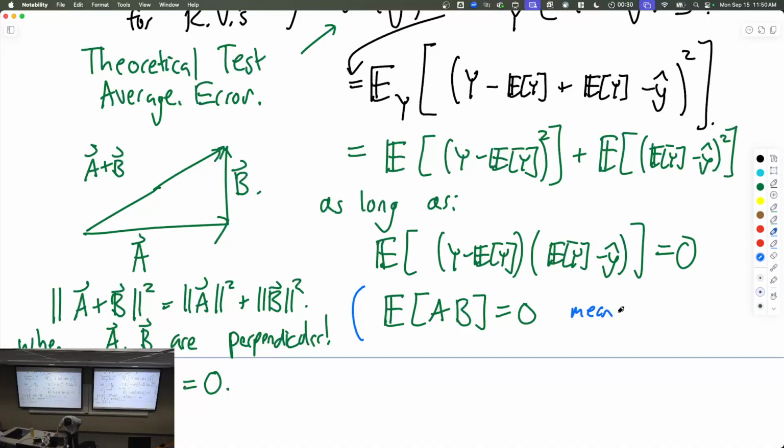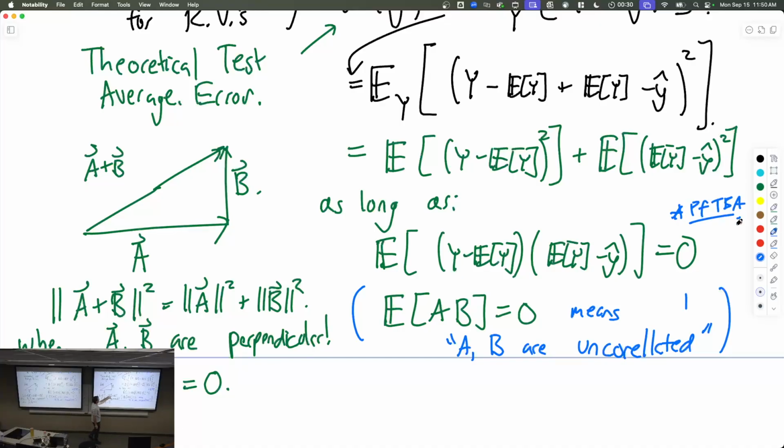Means A, B are uncorrelated. So in geometry class, you say perpendicular. In probability class, you say uncorrelated. And they mean the same thing. If two things are uncorrelated, then you can apply the Pythagorean theorem for random variables and split up the sum of the squares as the sum of the individual things squared. I will prove this in a second. It's not a hard proof. So proof coming soon. Proof, TBA. We'll do the proof in a second.